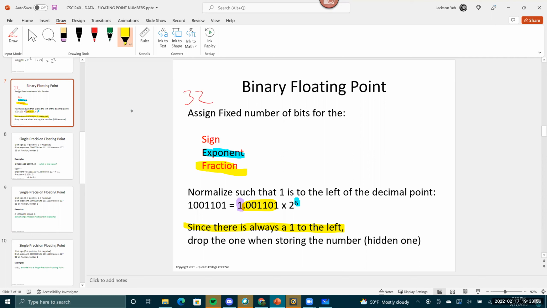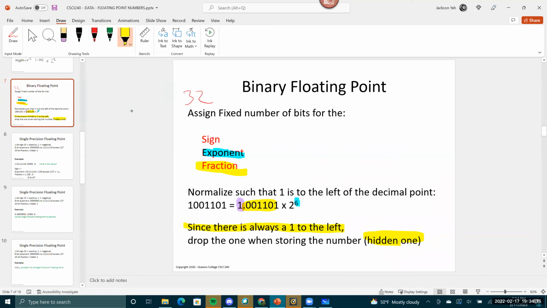But then how do you encode 0 in a floating point if it always starts with 1? Well, we're going to cover that. That's one of the special cases. All right, so everyone got that?